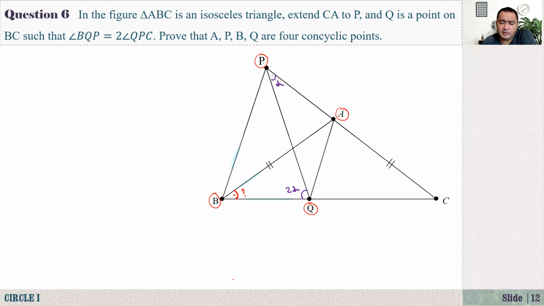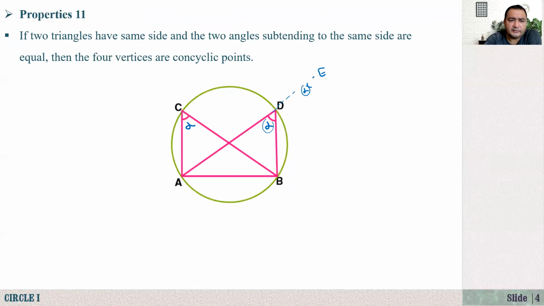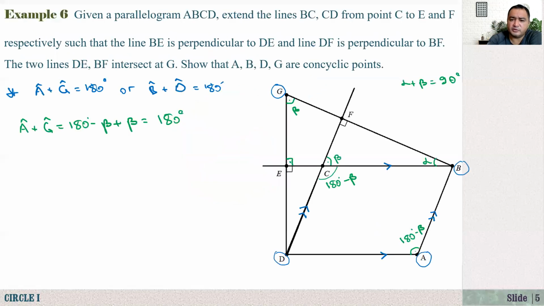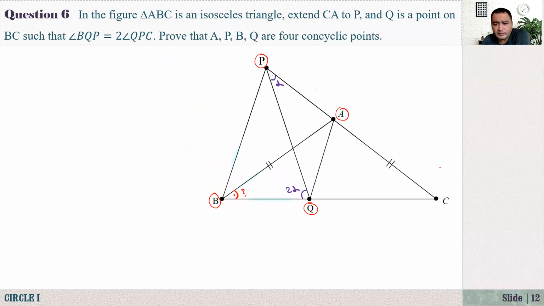At the time, as you see here by property, what is it? Property 11: if two triangles have the same side and the two angles subtending to the same side are equal, then the 4 vertices are concyclic points. So we are going to use property 11. So by property 11, since ABC is an isosceles triangle, I'm also going to show that it is equal to x. So suppose that here, that one is x. So if it is so, also this angle should be x.